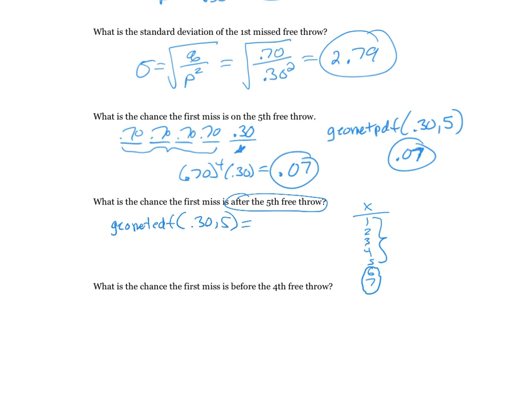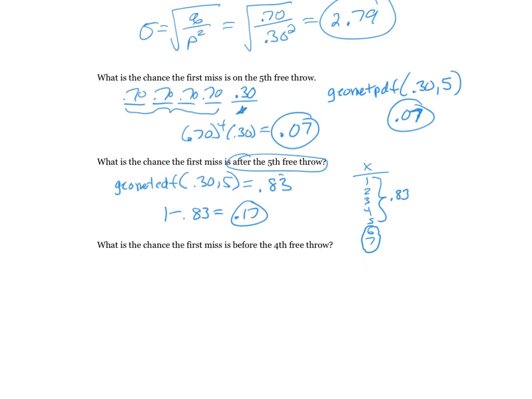So that is 83% chance. Okay. But that's this number. I would like to know what's the chance it happens after that. So 6th, 7th, 8th, 9th, whatever. So that's the complement of that. So it'd be 1 minus 83% or 17%. Okay.